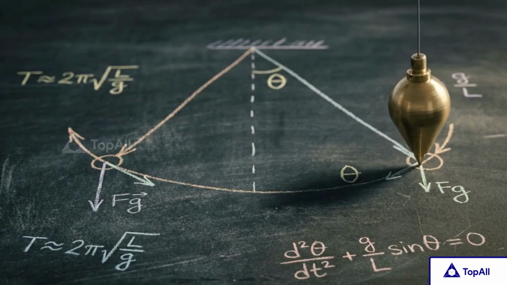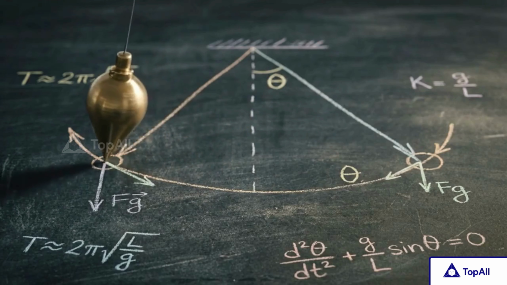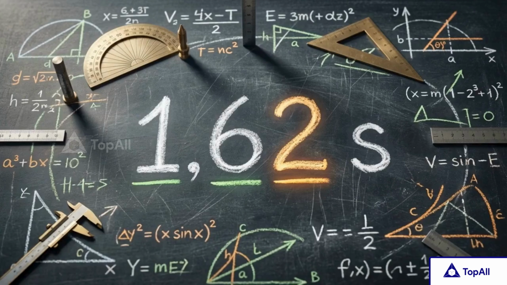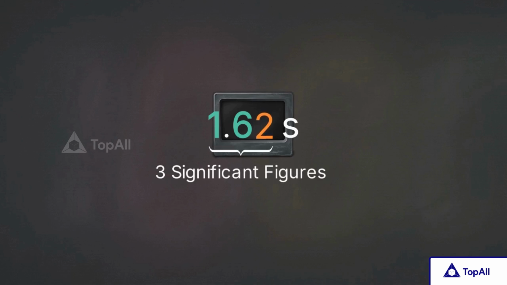To see how this works in practice, let's look at a common laboratory experiment, timing the swing of a pendulum. If you time an oscillation at 1.62 seconds, you make a very specific claim about precision. The 1 and the 6 are certain, but the 2 is an estimate. Because we have 2 certain digits and 1 uncertain one, this measurement has 3 significant figures.